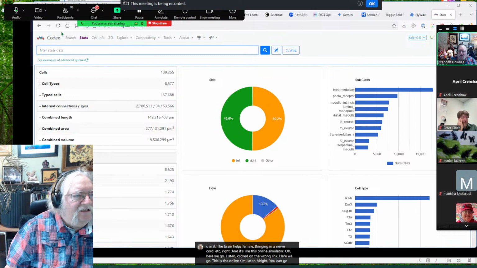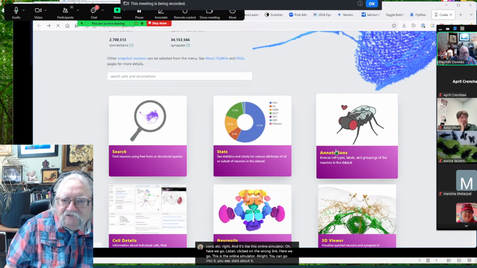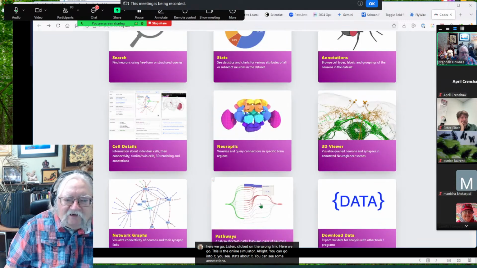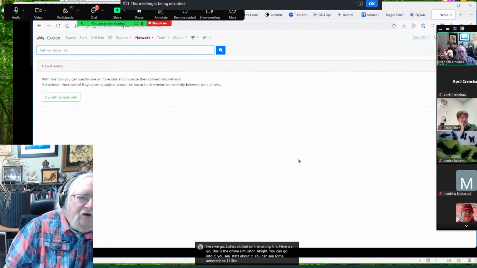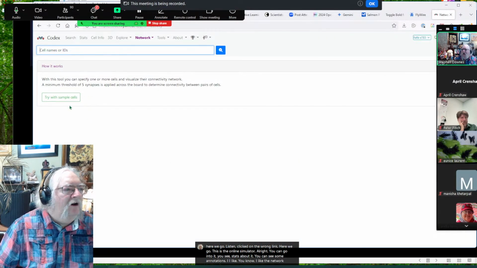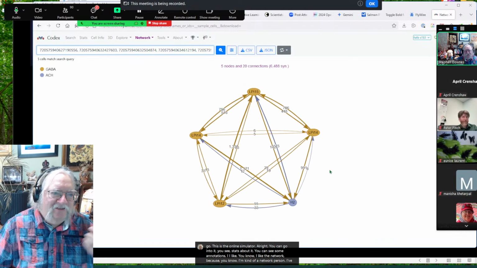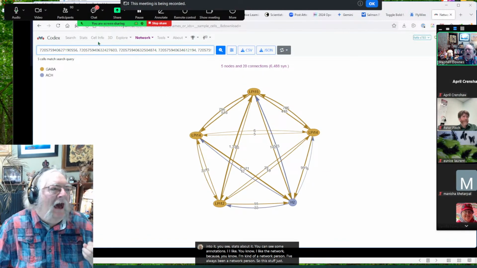You can see stats about it. You can see some annotations. I like the network graphs because I'm kind of a network person. I've always been a network person, so this stuff just makes me happy.